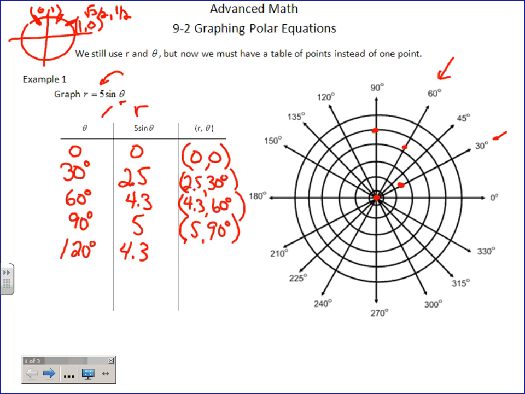So it is 4.3. So it's 4.3 comma 120 degrees. So you go to 120 and you go 1, 2, 3, whoops, 1, 2, 3, 4.3, right about there.